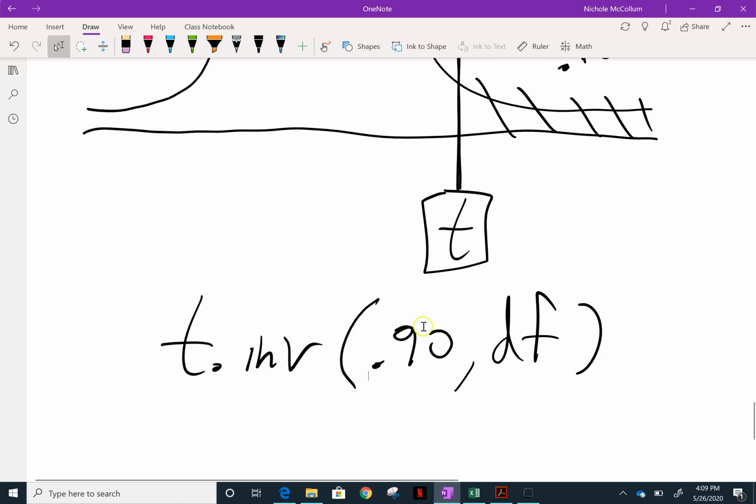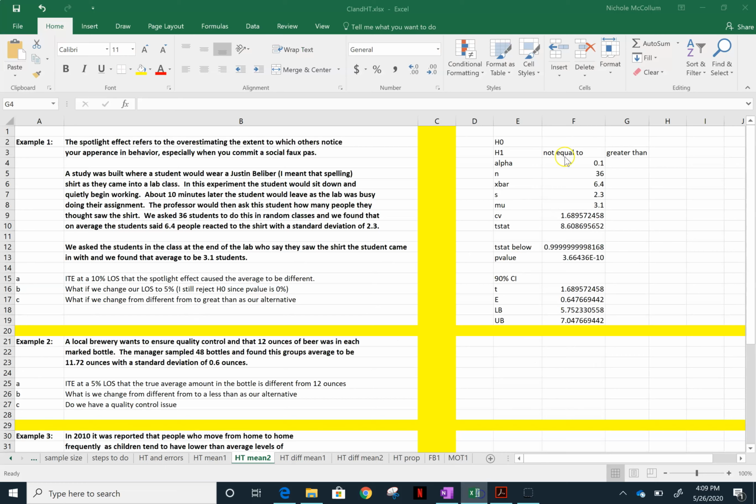So here we go. Let's find that critical value. Over here, alpha is still 0.1. N hasn't changed. It's 36. X bar hasn't changed. S hasn't changed. Mu hasn't changed. Critical value, that definitely has changed. You are now doing a one-sided test. Since it's a one-sided test, I have to put all the area below that, so 0.9 now. Degrees of freedom hasn't changed. It's 35. And so that is my t critical value.